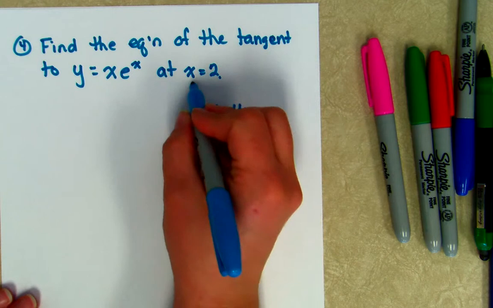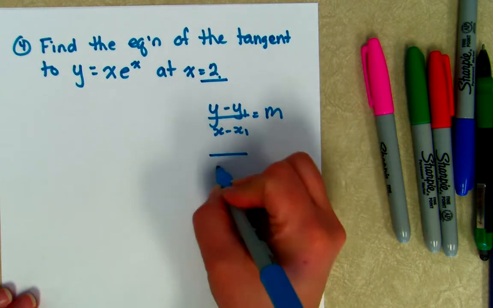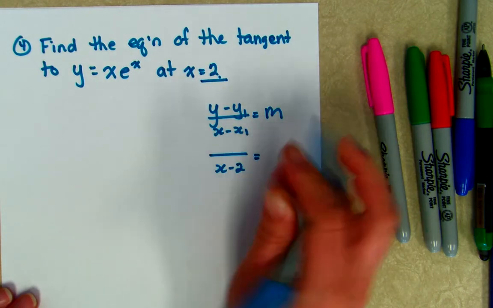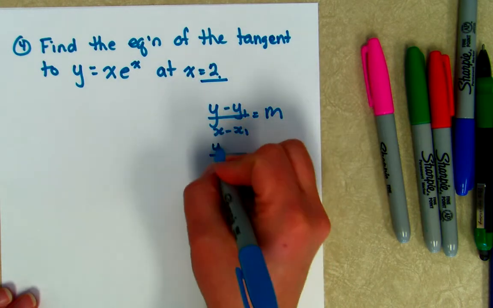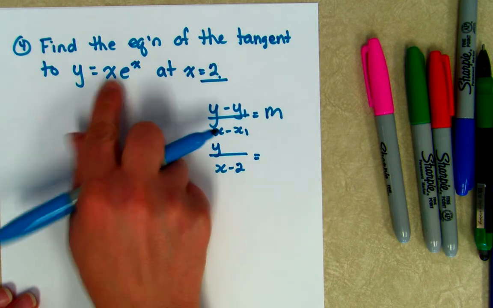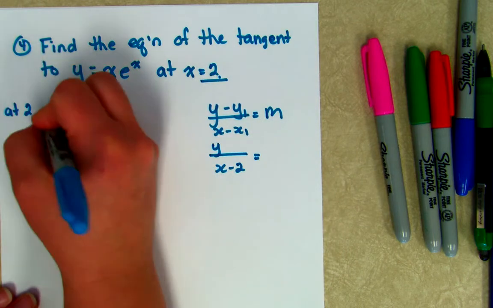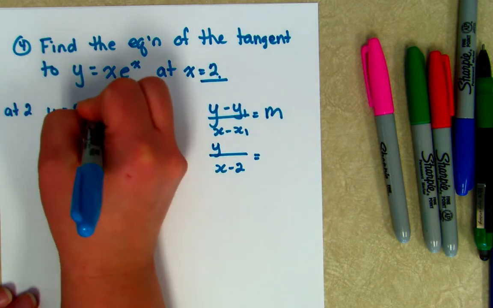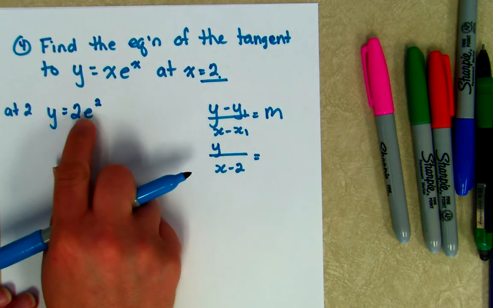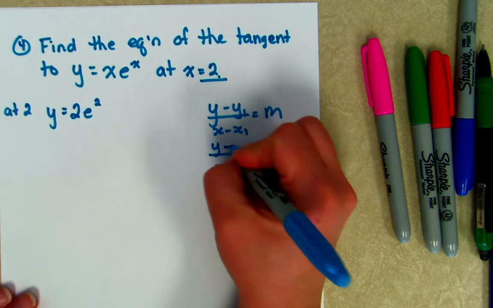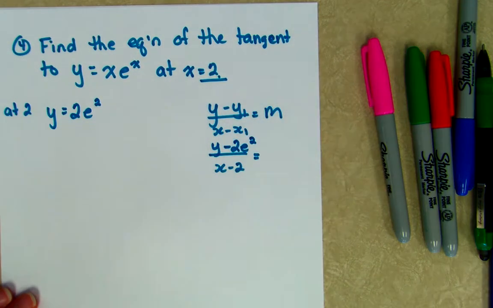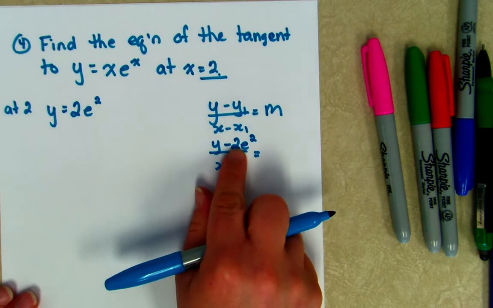My point, I have my x, so the bottom is going to be x minus 2. To get my y, I'm going to take 2 and sub it into here. So at 2, y equals 2e squared. I'm not going to go and ask my calculator what that is as a decimal. I'm going to leave it as 2e squared. And I put it in for my y.